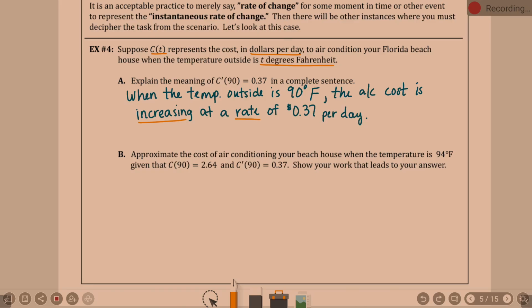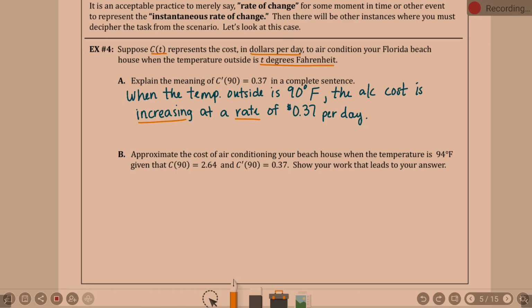B, approximate the cost of air conditioning your beach house when the temperature is 94 degrees Fahrenheit, given that C of 90 equals 2.64 and C prime of 90 equals 0.37. Show your work that leads to your answer. It'd be $4.12. How'd you get that? Multiplied 0.37 times 4 and then added it to 2.64. Okay.